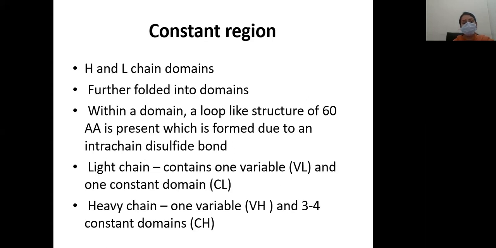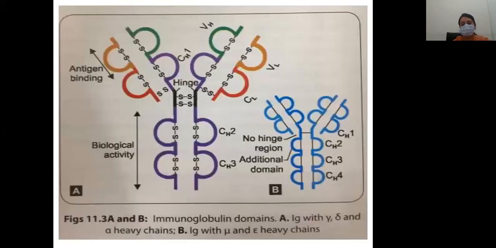H and L chains are further folded into domains. Within a domain, a loop-like structure of 60 amino acids is present, which is formed due to an intra-chain disulfide bond. The light chain contains only one variable and one constant domain, and the heavy chain has one variable and 3 to 4 constant domains. So these are our immunoglobulin domains.